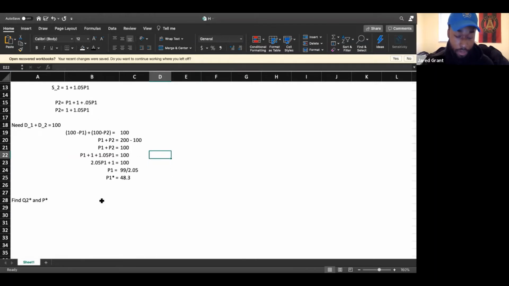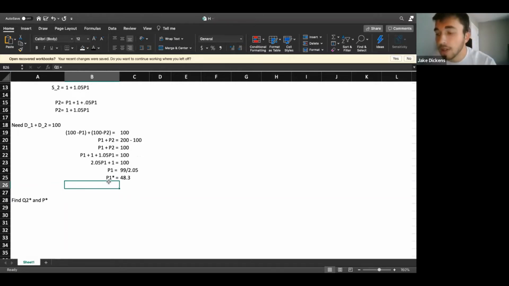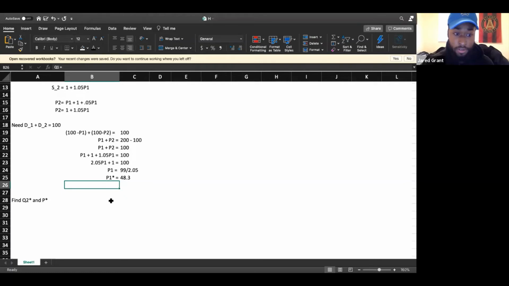So now that we found P1 star, what else can we find? What's the next step? Well, now you could plug that into your P2 equation of 1 plus 1.05 P1 and solve for P2. You could do that.